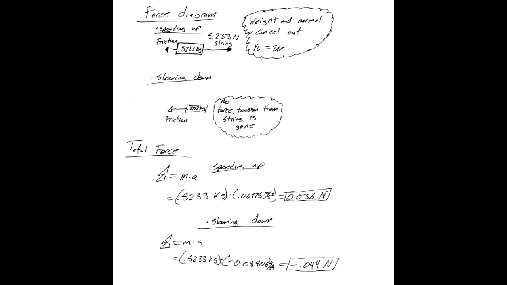And for the total force, we know that F equals ma, and so for speeding up, we did force equals 0.5233 kilograms, which is our mass, times 0.06875 meters per second squared, which equals 0.036 newtons. And for slowing down, we have the same mass of 0.5233 kilograms times negative 0.08406 meters per second squared, which equals negative 0.044 newtons.